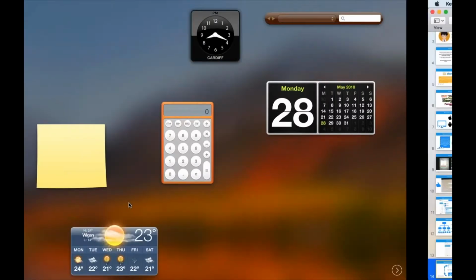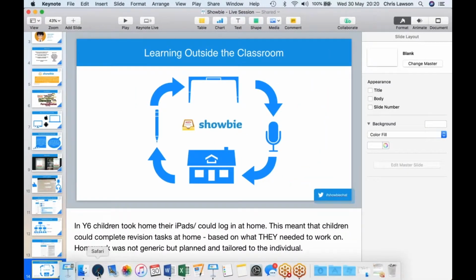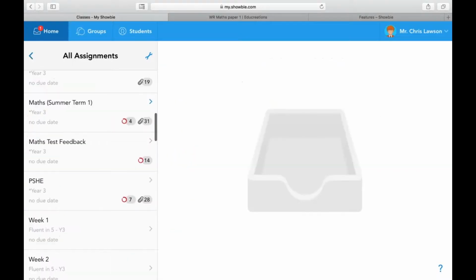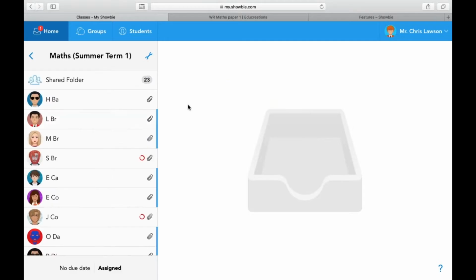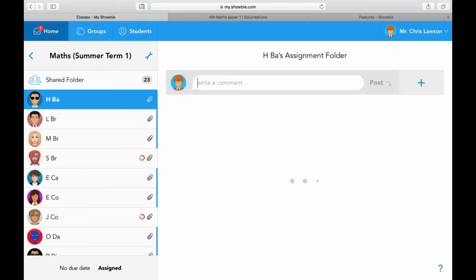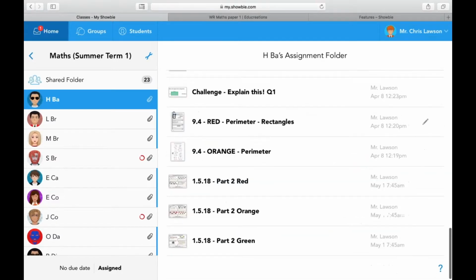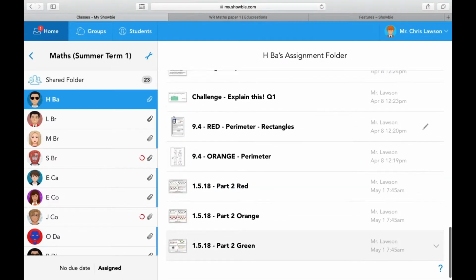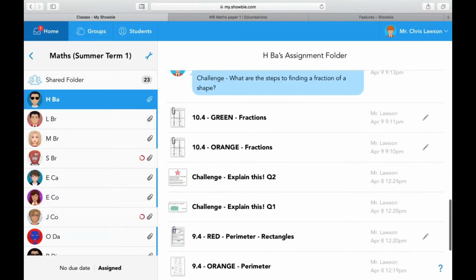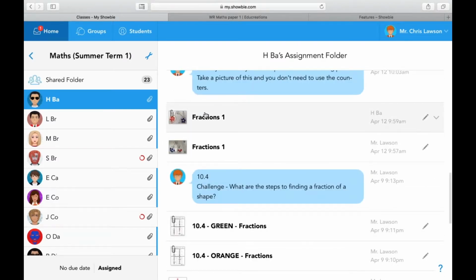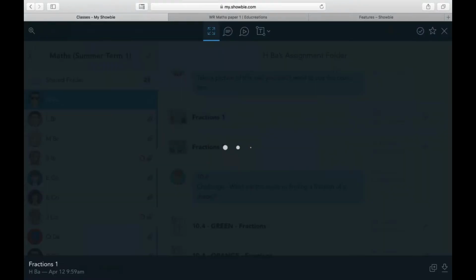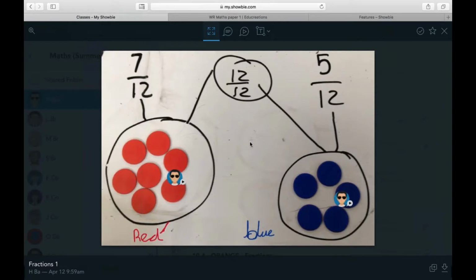Again, because the way that I use Showbie, which might be different to other people, but I have like a class flow. So I just have maths for the summer term, and then here is all the tasks and pieces of learning. Here is some activities, but then we've got, this is a great example. This is where a child has gone on and has made part whole model and then has explained it using the voice notes.